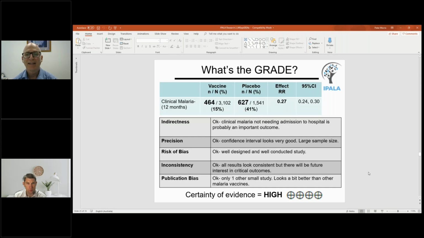One thing I will say is that clinical malaria was not severe malaria, so most of the children did not get admitted to hospital when they had their fever and diagnosis of malaria. So there will be a lot of interest in the critical outcomes of hospitalization and death.